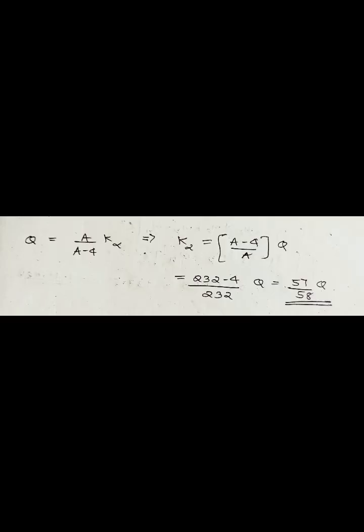The next question is, if in a spontaneous alpha decay of 92U232 at rest, the total energy released in the reaction is Q, then the energy carried by the alpha particle is dash. So the equation is Q is equal to A divided by A minus 4 into K alpha. That is K alpha is equal to A minus 4 by A into Q. That is equal to 232 minus 4 divided by 232 into Q. This is equal to 57 by 58 into Q. So this is the answer.